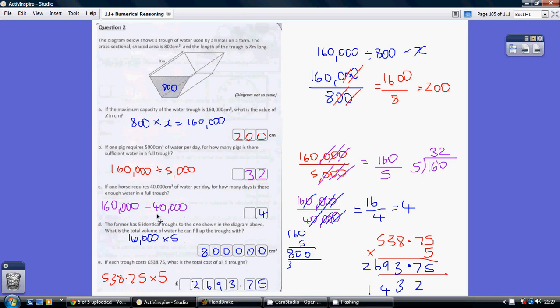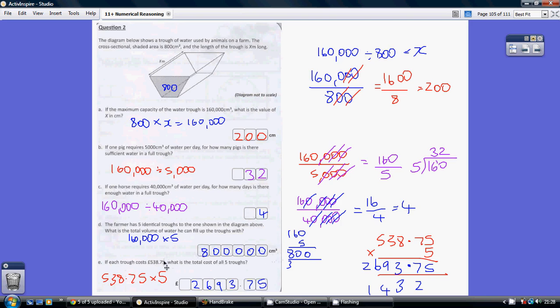Now he's got 5 identical troughs, so how much water is that in total? Well, 160,000 per trough, 5 of them, so 160,000 times 5. I've just done 160 times 5, 800, and added the 1,000, 800,000.